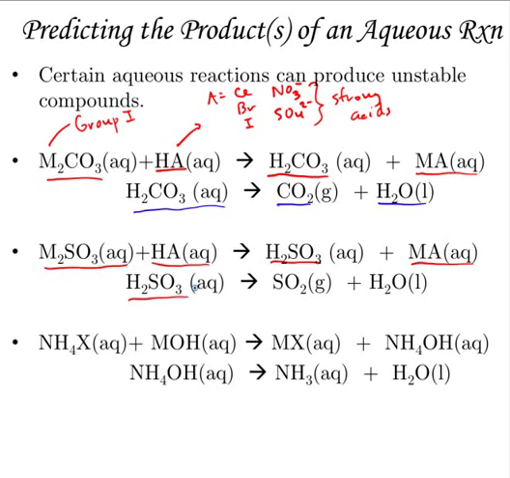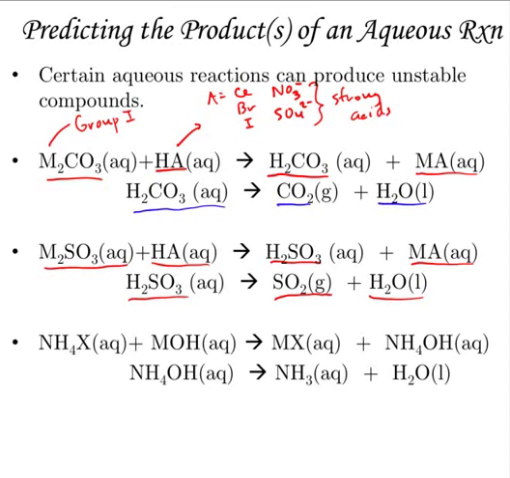Sulfurous acid, like carbonic acid, is unstable in water, and it's going to form not CO2 but SO2 in combination with water. Okay, everybody, so once again, it's going to be a group 1 metal sulfite reacting with strong acid to give you sulfur dioxide gas and liquid water.